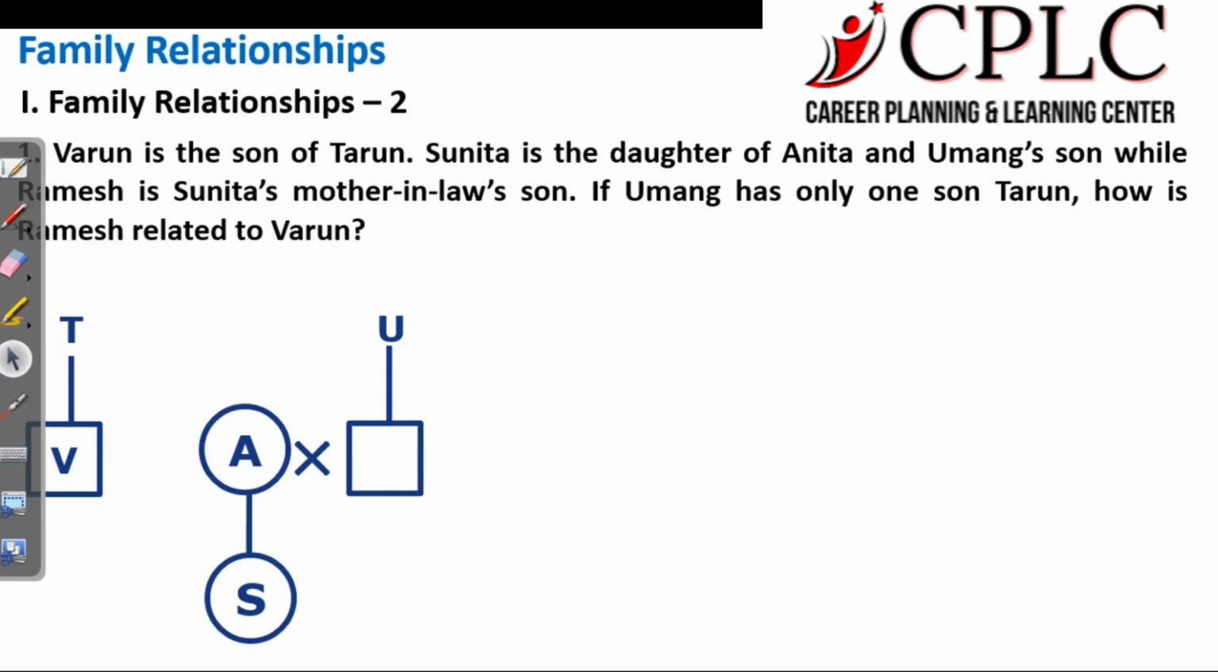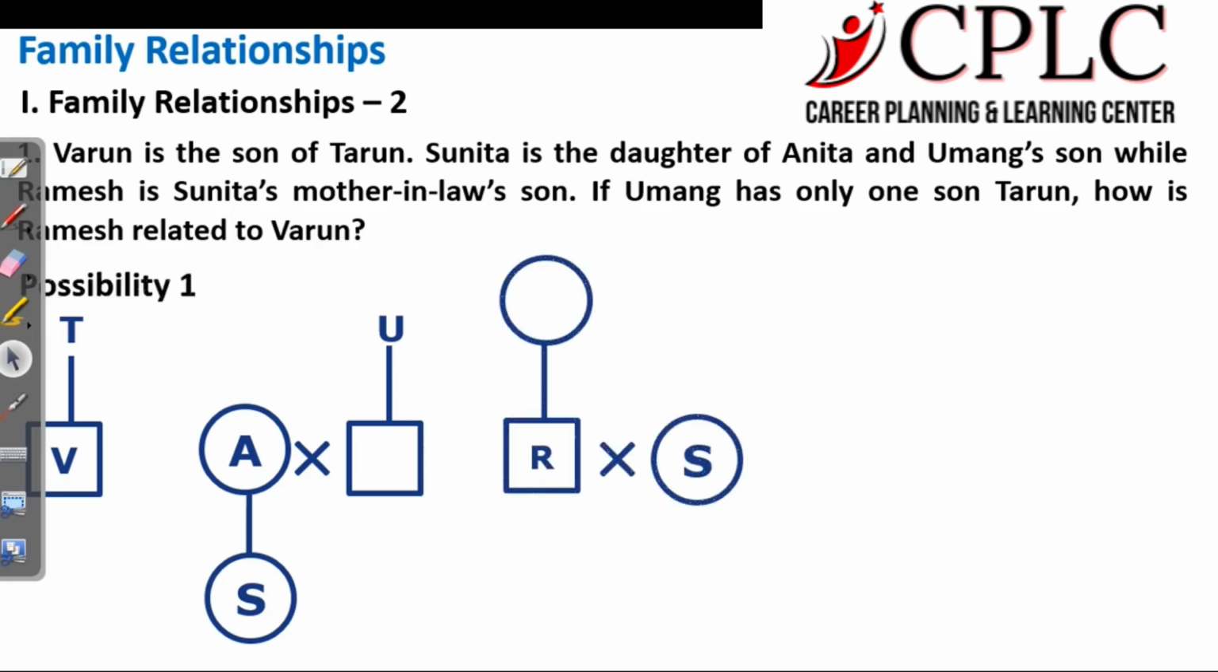Now if you read this, they have twisted it very nicely that Ramesh is Sunita's mother-in-law's son. So when you think about this, you will come to know that basically Ramesh and Sunita are married. They are husband and wife. So that Ramesh is Sunita's mother-in-law's son. So as you can see, cross is couple. So Ramesh and Sunita are married and Sunita's mother-in-law's son is Ramesh. So they are husband and wife.